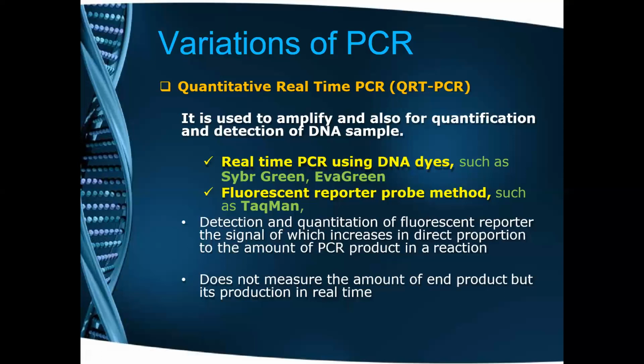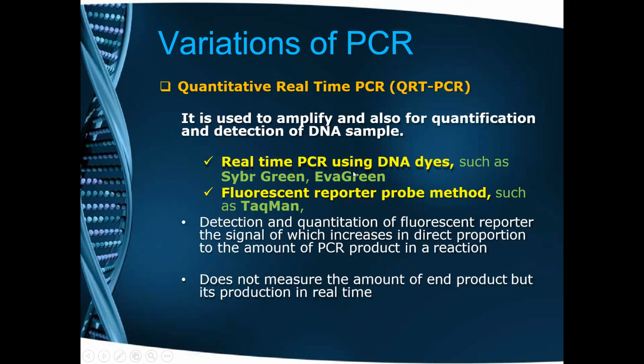Till now, all the PCRs were amplifying DNA, but you cannot measure how much amount of DNA is formed. Now, in quantitative real-time PCR, you can understand how much amount of DNA is being amplified. To measure this, we use different types of dyes such as SYBR Green dye, EvaGreen dye, then fluorescent reporter probe such as TaqMan.